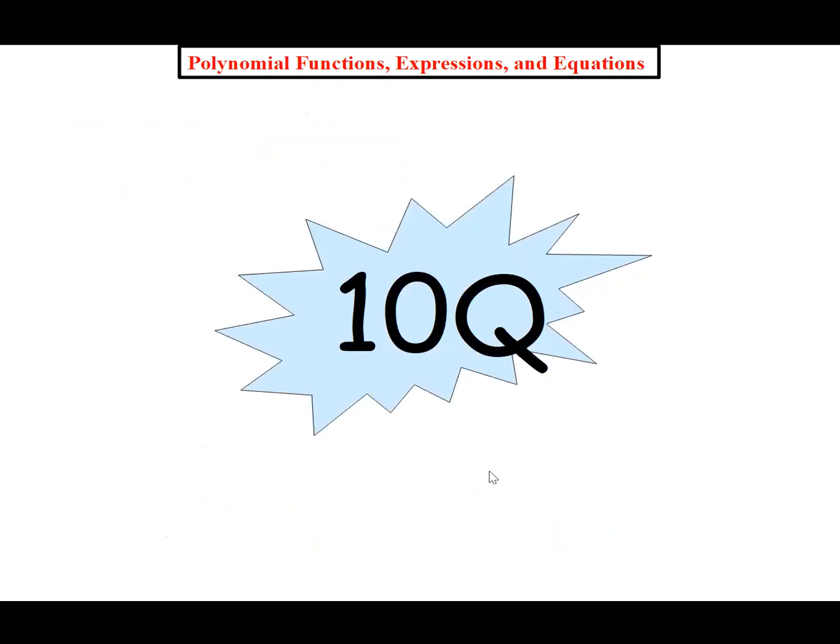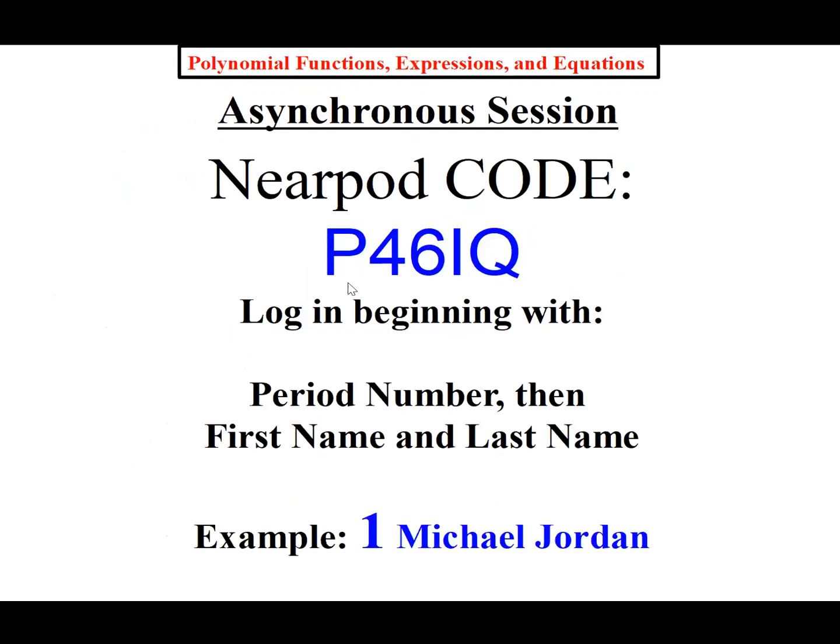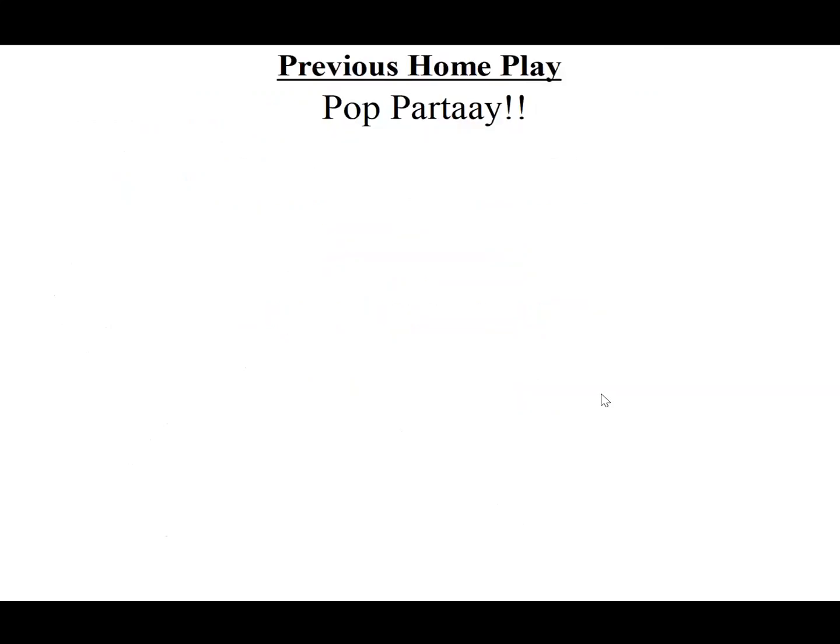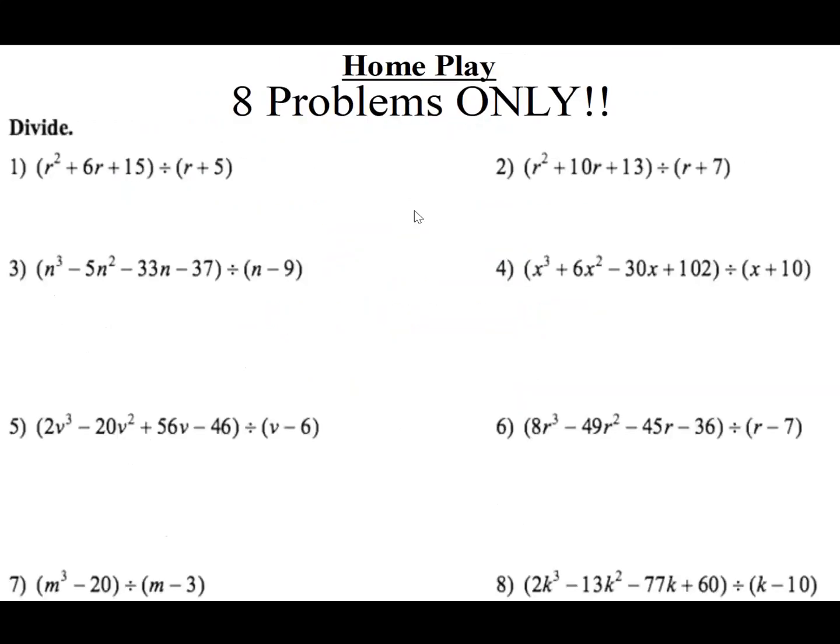All right, so reminder. Your home play for tonight is going to be with your synchronous code P46IQ. You should have turned in your pop party already on Canvas. And your 8 problems that are on the screen once again. But notice that they use different variables. We use X throughout, but I included some that have the variable R, variable N, V, and different variables, but it's the same process, okay? So that's extra practice for you guys. I just want to make sure that you get the extra practice in before next week.